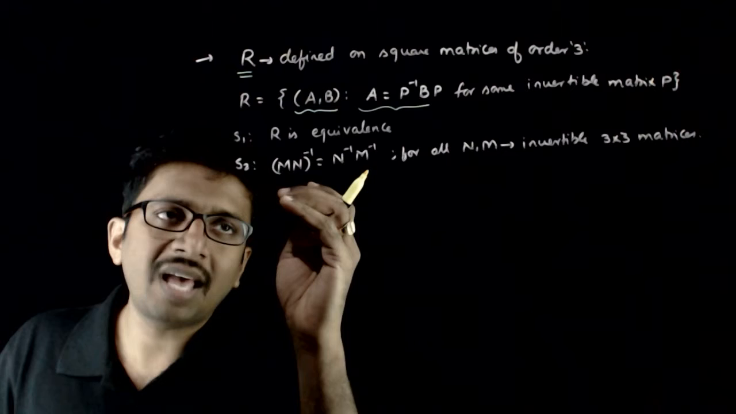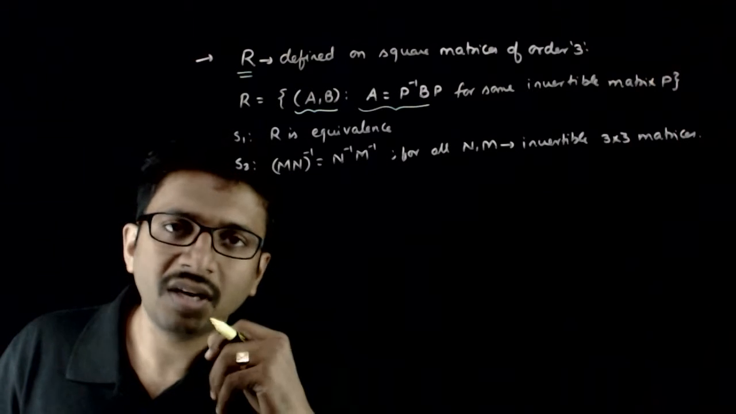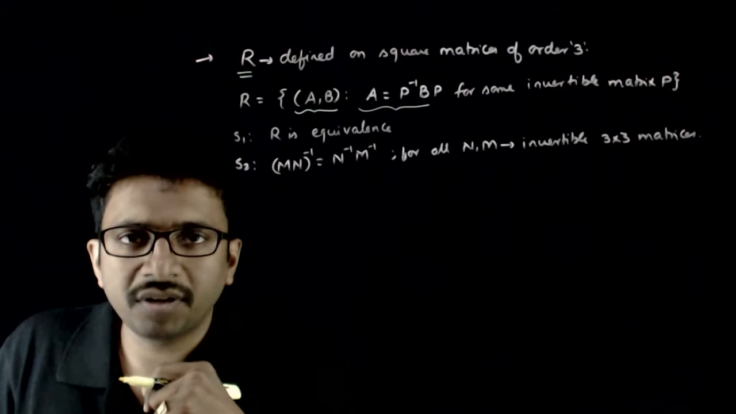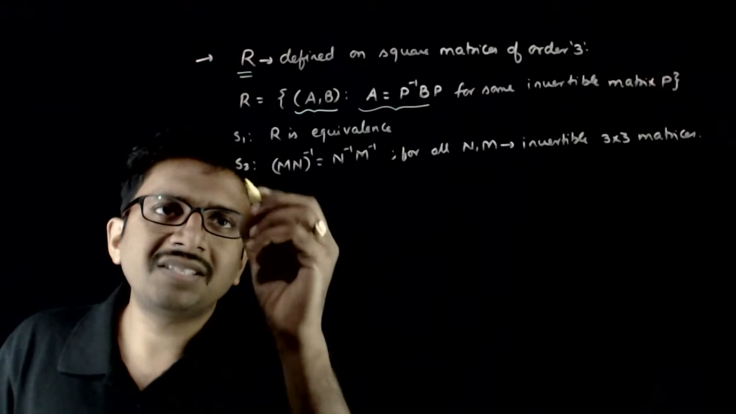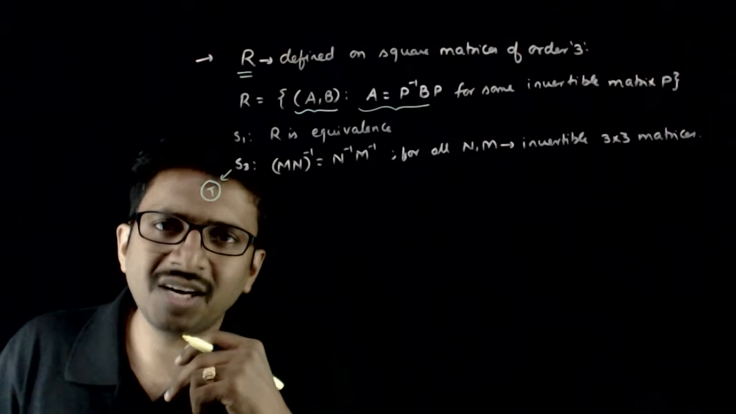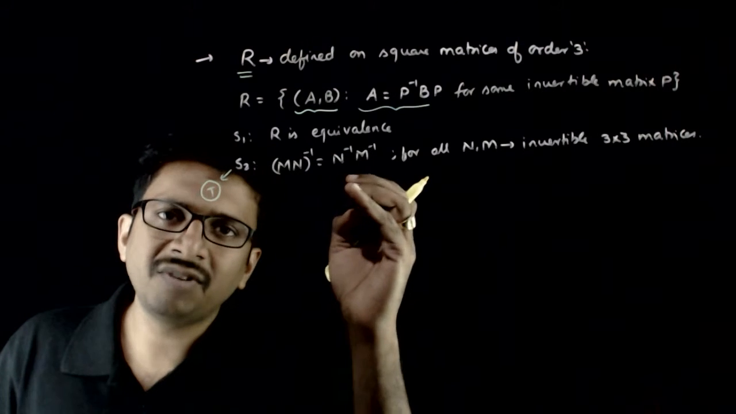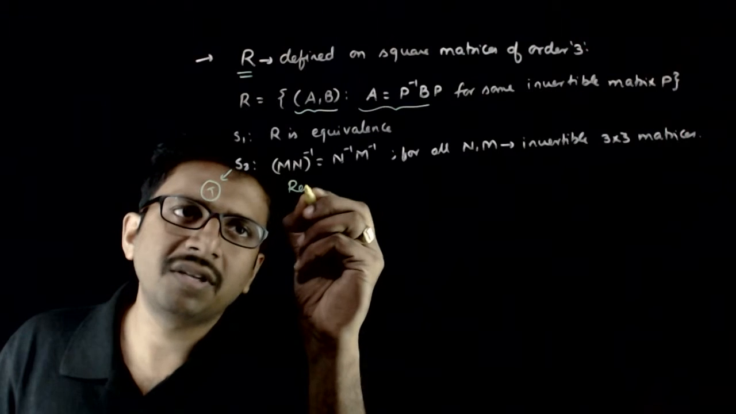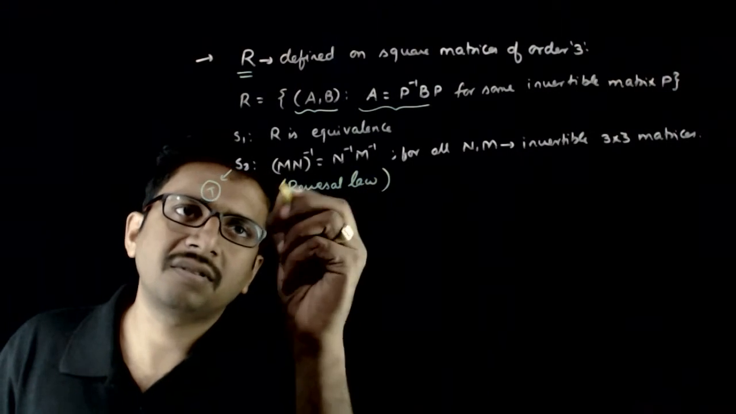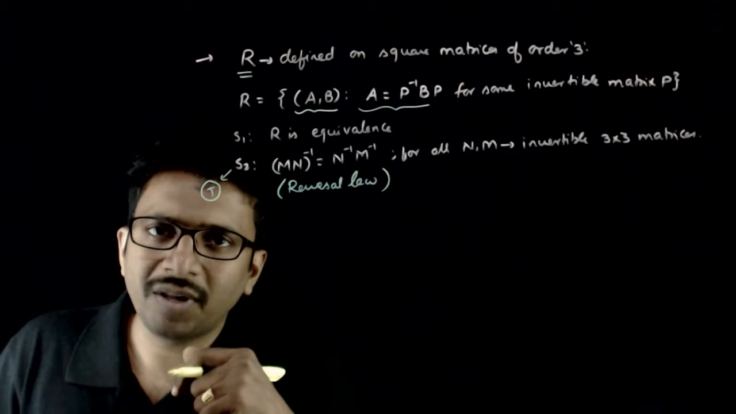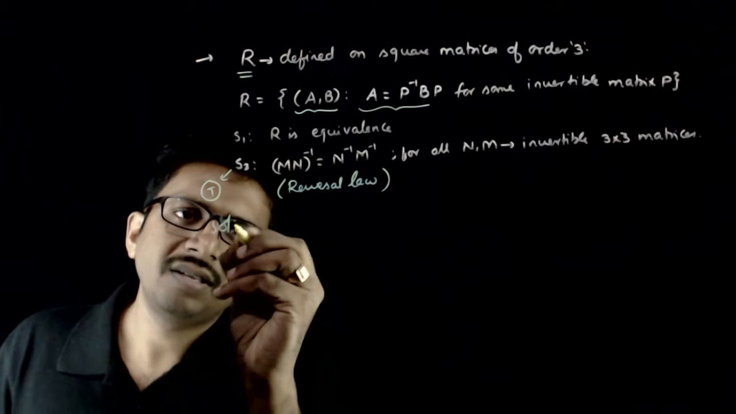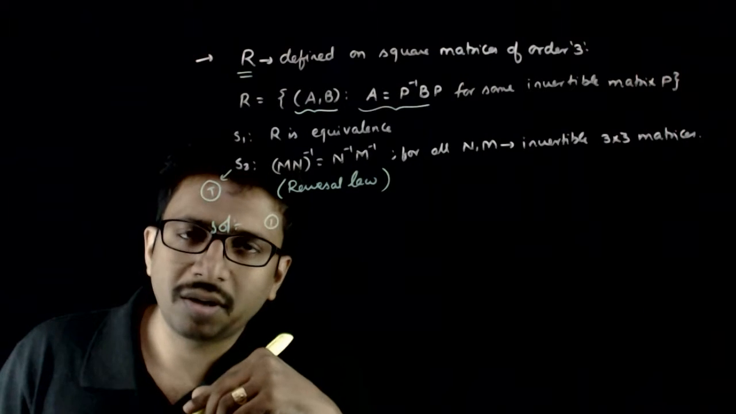The second statement is that (MN) whole inverse is equal to N inverse into M inverse for all invertible matrices M and N of order 3 by 3. Straightforwardly, statement 2 is true because it is a theoretical statement. (MN) whole inverse will be N inverse into M inverse. This is called the reversal law of inverses. So this is true, there is no doubt about it. What you need to check is statement 1. So let us see whether statement 1 is true or not.